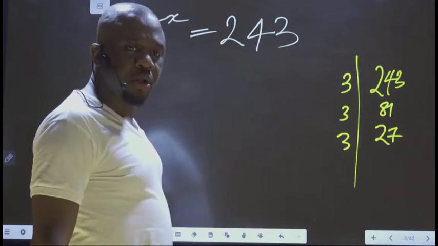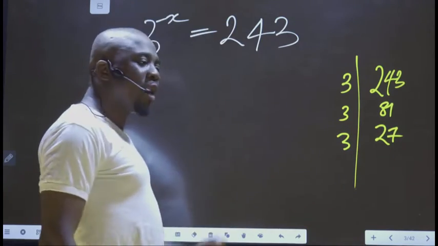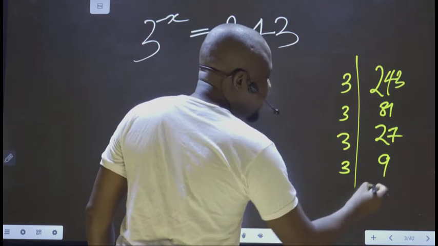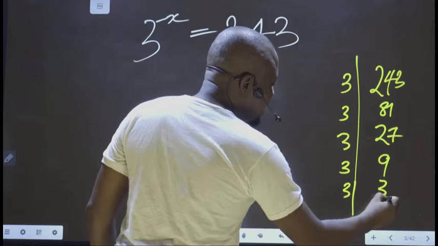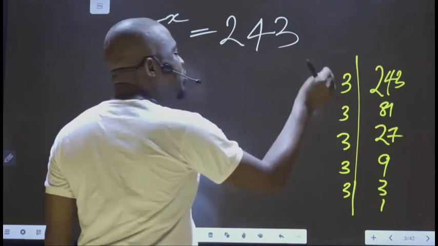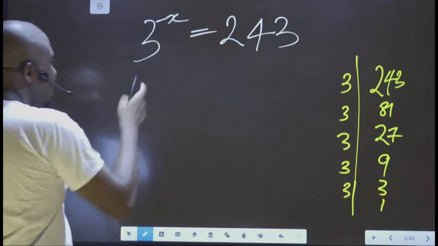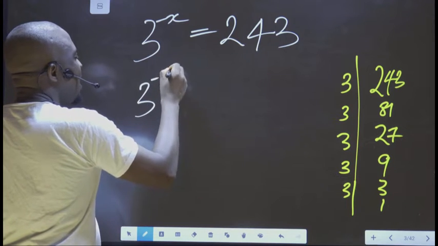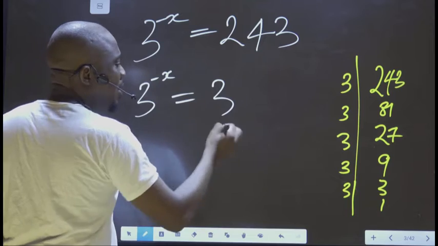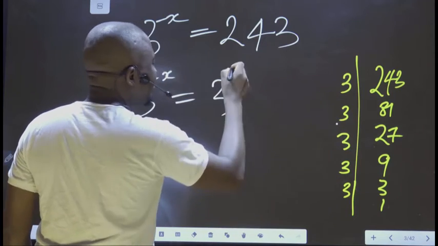3 into this, you agree with me, is 9. 3 into 9, that is 3. 3 into 3, that is 1. So how many 3 do you have? 1, 2, 3, 4, 5. So therefore, this is what? 3 raised to power minus x is equals to 3 raised to power 5.